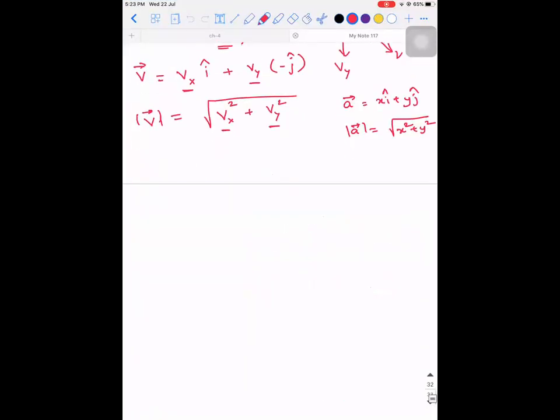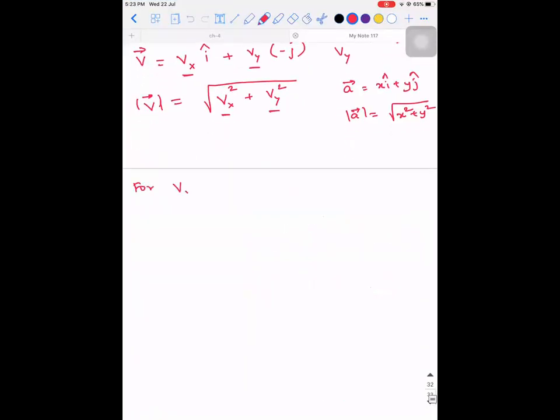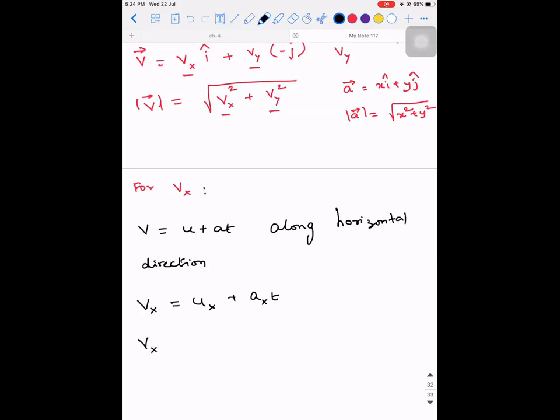Now, how to calculate Vx? For Vx, observe what I'm doing: I'm applying V is equal to U plus AT along the horizontal direction. So I should write it as Vx is equal to Ux plus Ax into T. So velocity along x direction is equal to, what is the initial velocity along x direction?